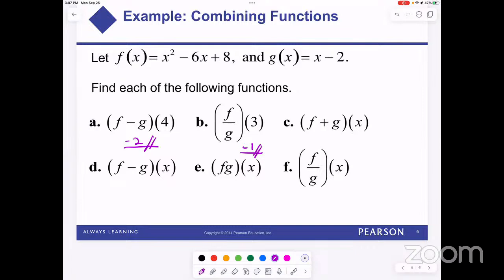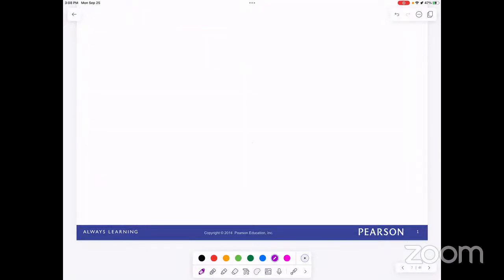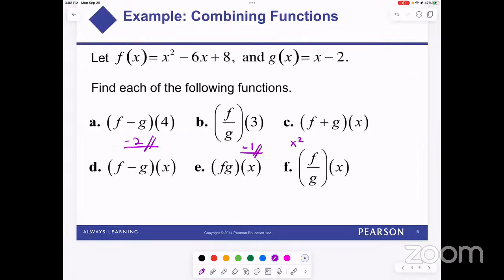So then f plus g of x, so basically it just means f of x plus g of x. So we can combine like terms. I'm just saying the function f plus the function g, where I combine like terms. So the x squared is by itself. There's no like term with it, so it just persists. Negative 6x plus 1x is going to be a negative 5x. And then 8 plus negative 2 is going to be plus 6. Okay.